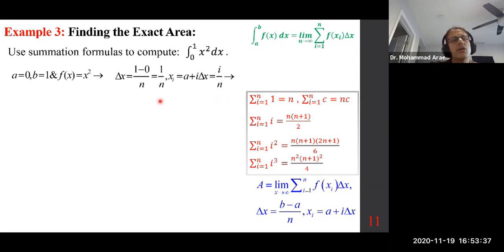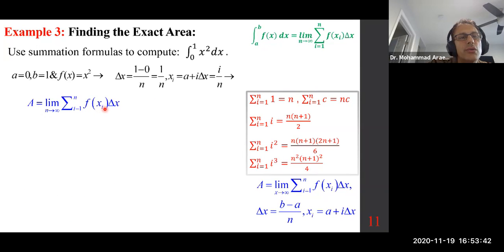So take a look. Here's the formula. We need f of x sub I. So f of x is x squared. So this is equal to the limit as n goes to infinity of the sum from I equals 1 to n of f of x sub I, replace the x with I over n, so I over n squared, times delta x, replace it with 1 over n.